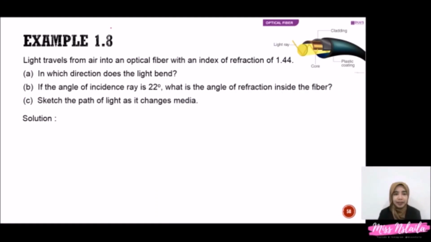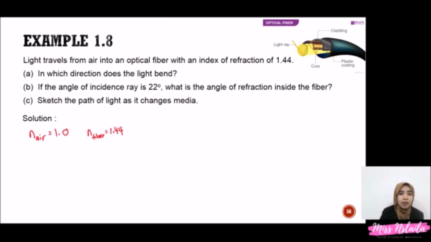Example 1.8. A light travels from air into an optical fiber with an index of refraction of 1.44. So it said that we have two types of medium. Air, which is 1.0. This one you need to remember, because the lowest refractive index is air or vacuum, so it's equal to 1.0. While for the optical fiber, equal to 1.44.